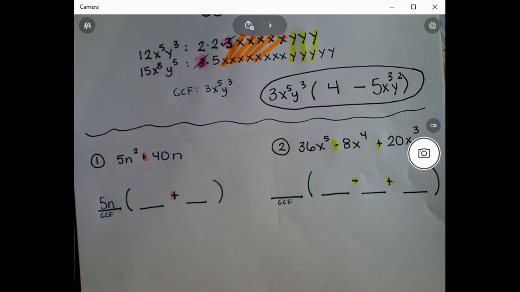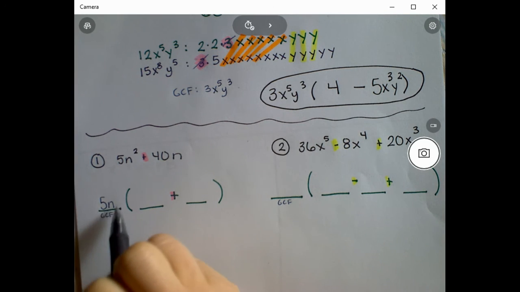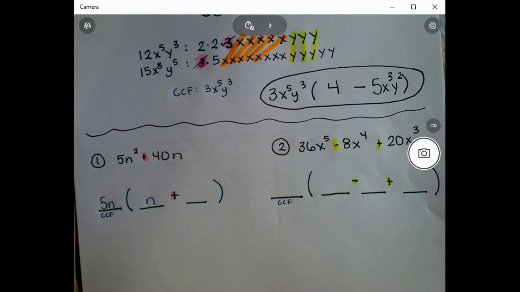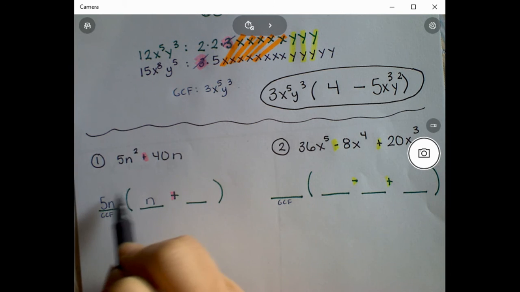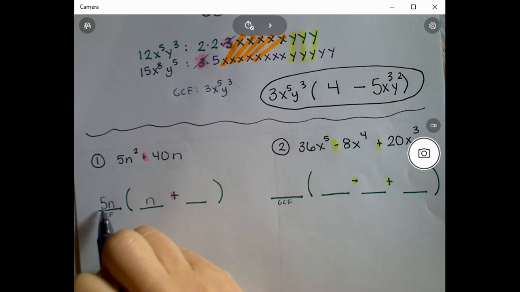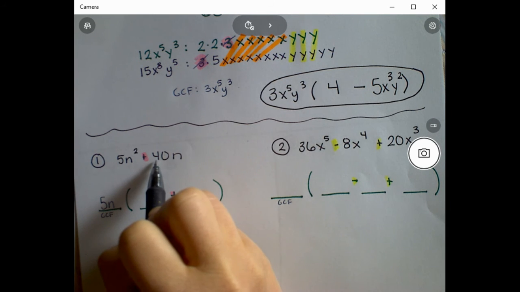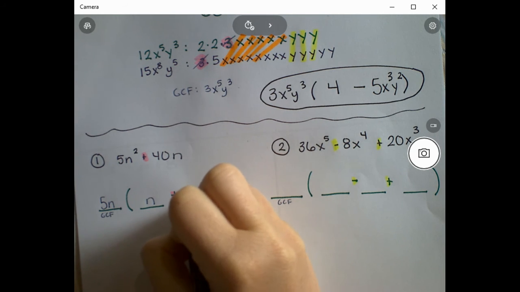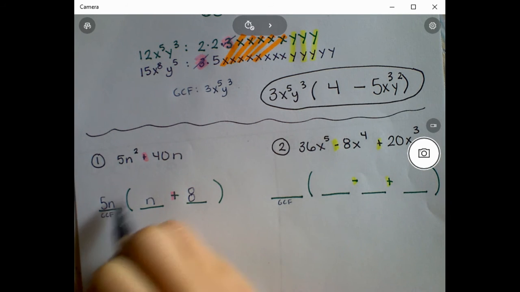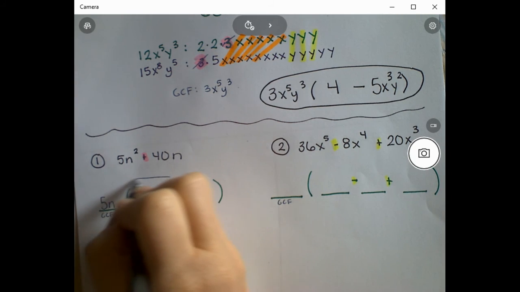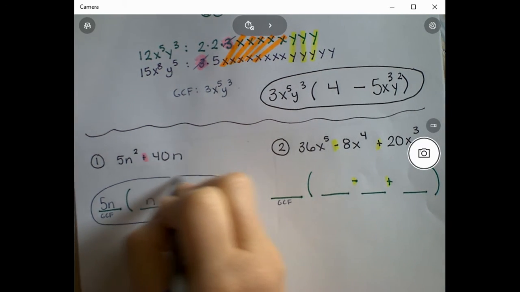Okay? And now I look at it and say, okay, what would I multiply 5n by to get 5n squared? Well, I need another n. Okay, and you can see if we distributed, we'd have 5n squared. What do I multiply 5 by to get 40? 8. We have an n. There's an n. So we have enough n's now. So this is done. This is the answer. Factored by GCF.